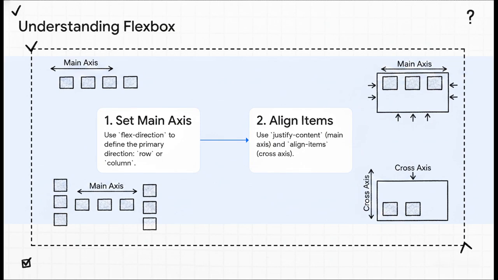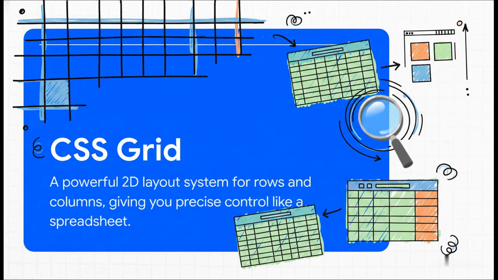And that's pretty much it. And what about CSS Grid? Well, it's a super powerful 2D layout system. Just think of it like a spreadsheet where you have complete control over both the rows and the columns. This lets you place any element on the page with absolute precision.